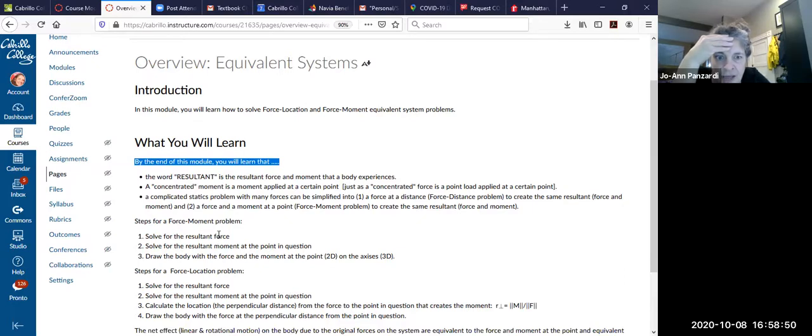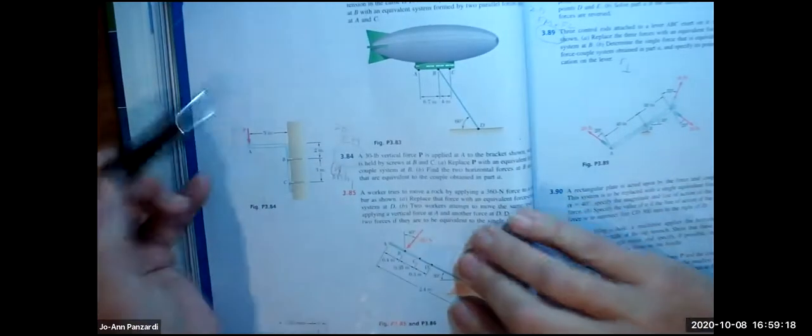Okay, first step, resultant force. Second step, resultant moment. If it's a force location problem, you divide the moment by the force to get the perpendicular distance. And then the last step is to draw the body, whether it's the force at a distance or force at a moment. So now I'm going to stop sharing and we're going to go back. Okay, so the first step for these problems is to find the resultant force.